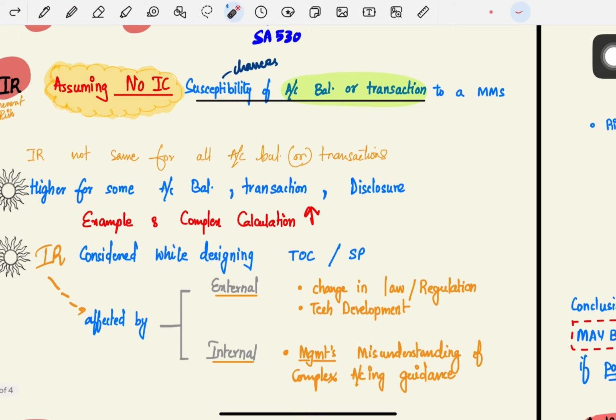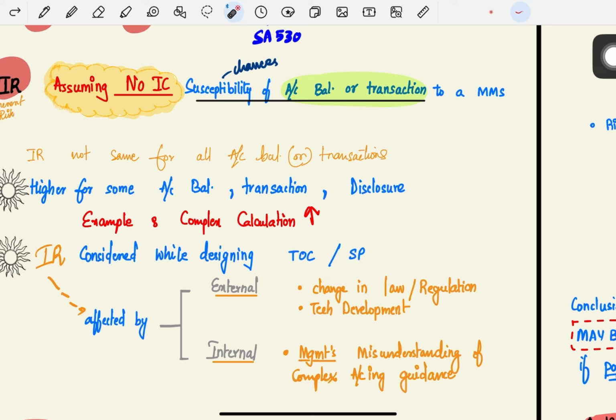Inherent risk is not the same for all account balances and transactions. It is higher for some account balances, transactions and disclosures, and lower for others. For example, for account balances or transactions which involve complex calculations, the inherent risk will be higher. Next, inherent risk is considered while designing tests of controls or substantive procedures.